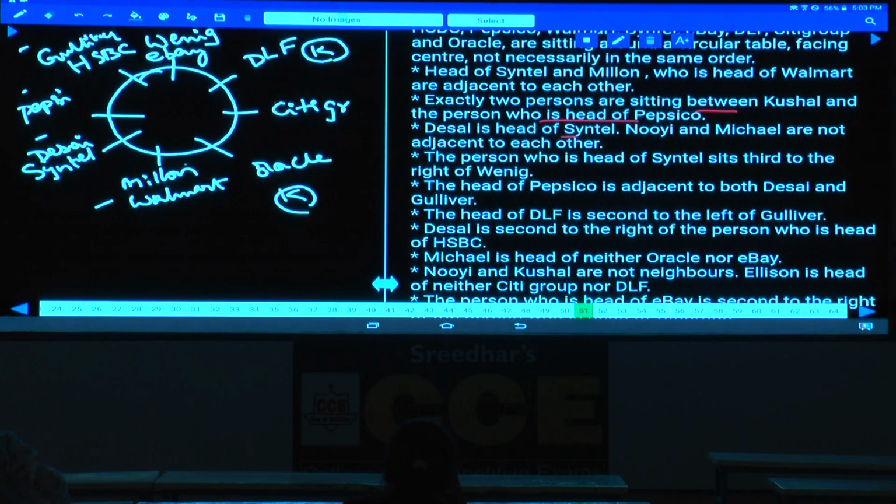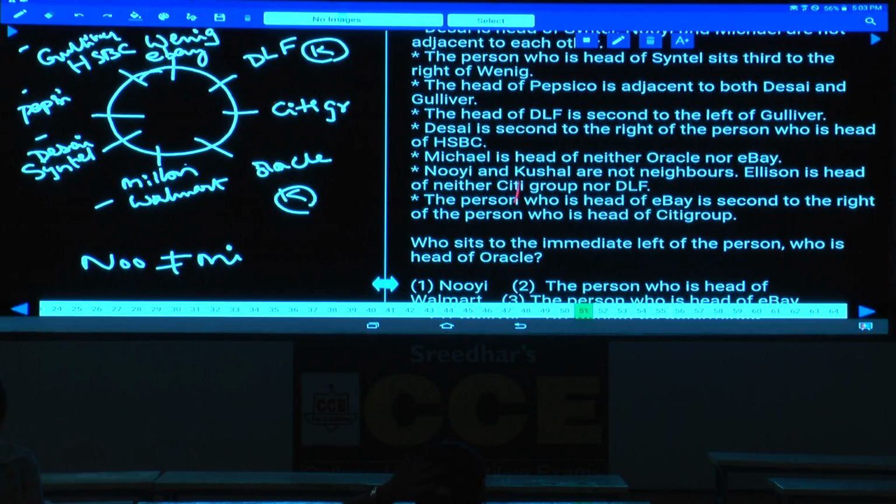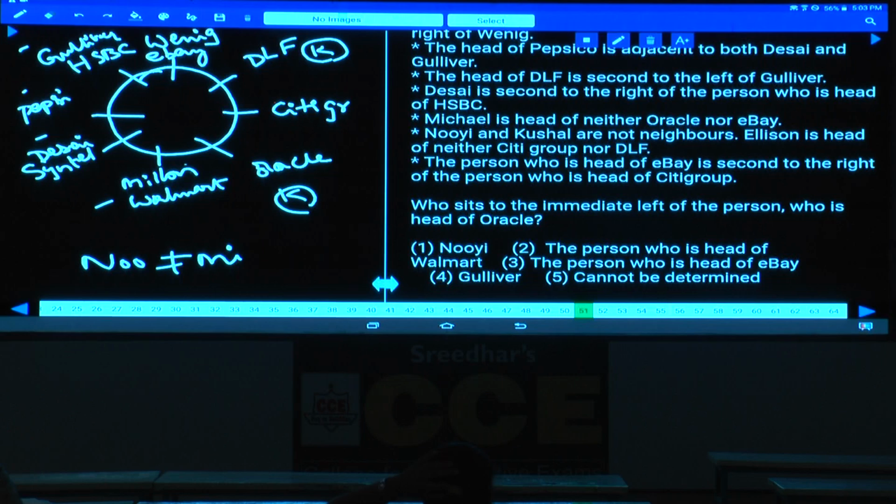And Desai is the head of Sintel, we have taken this information. Nui and Michael are not adjacent to each other. And the person who is the head of Sintel sits third to the right of Weining. We have taken that information. Next one, the head of PepsiCo is adjacent to both this and this one. We have taken that information as well. And DLF is seated second to the left of Gulliver. We have taken that information. Desai is seated second to the right of HSBC. Michael is head of neither Oracle nor eBay.